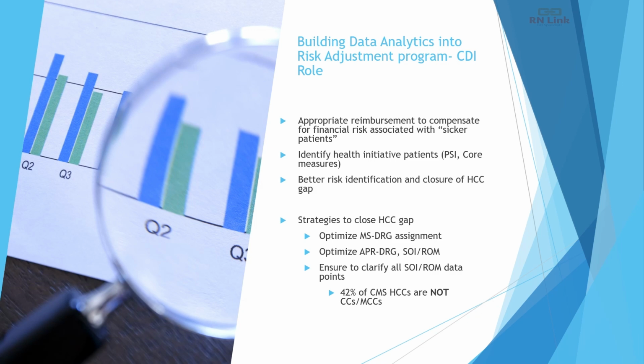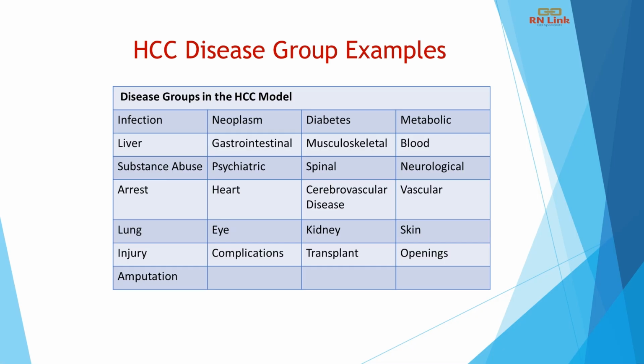4. Strategies to close HCC gap by optimizing MS-DRG assignment. Optimize APR-DRG, SOI/ROM. Ensure to clarify all SOI/ROM data points. 42% of CMS HCCs are not CCs/MCCs. On this slide are the HCC disease group examples.